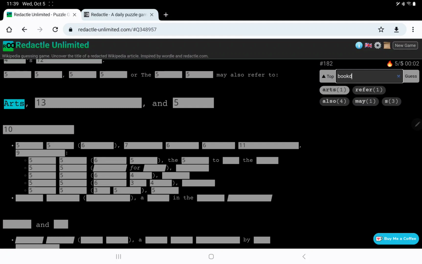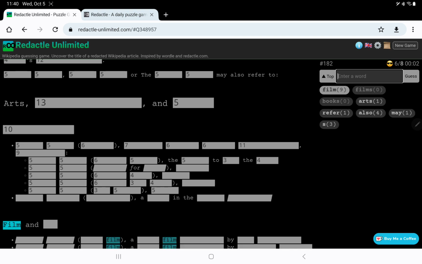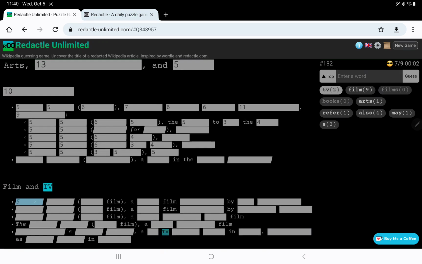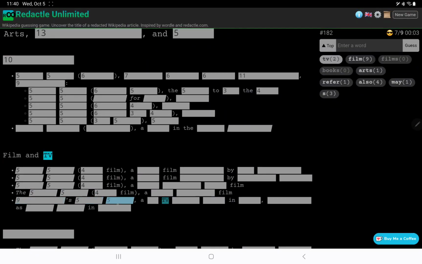And could the 5 be books? No. Literature is only 10 letters. Arts, humanities, no. And films, film and TV. So this has been used for a lot of films. And then 9's 5, 5.